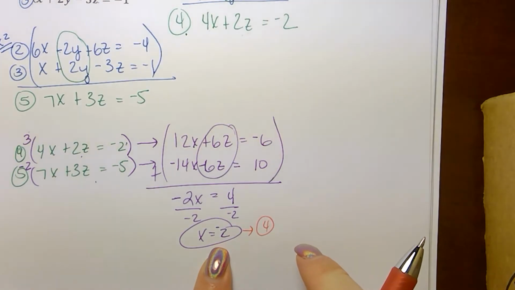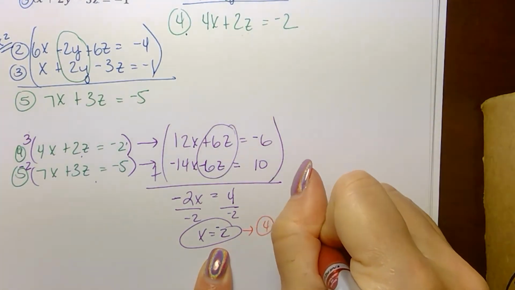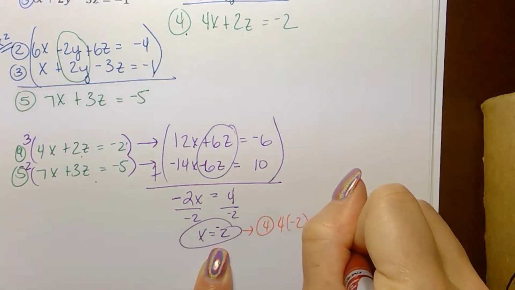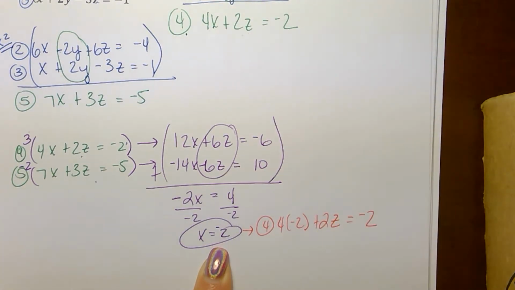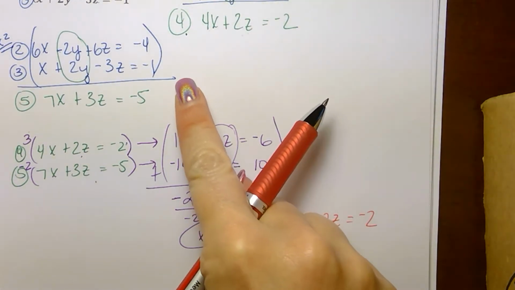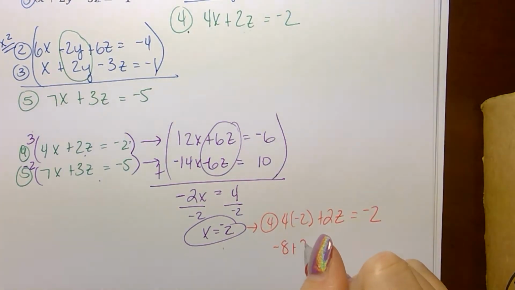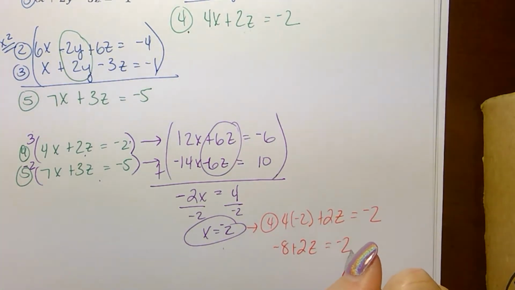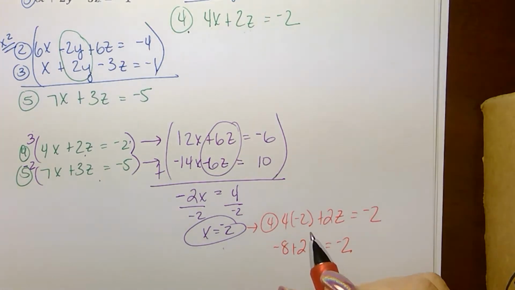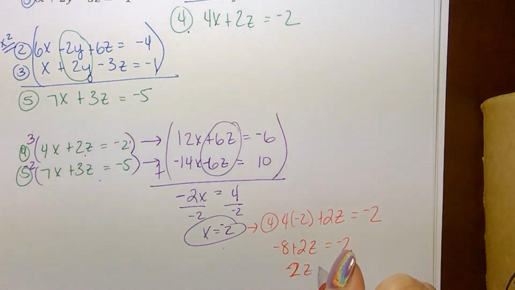I'm plugging in negative 2 for x. So that's 4 times negative 2 plus 2 times z equals negative 2. That's my equation 4 right there. I plug in -2 for x. That gives me -8 plus 2z equals -2. When I move that -8 over, it becomes positive. So -2 plus 8 is 6. Divide that by 2, and I get z equals 3. So I have x, I have z.